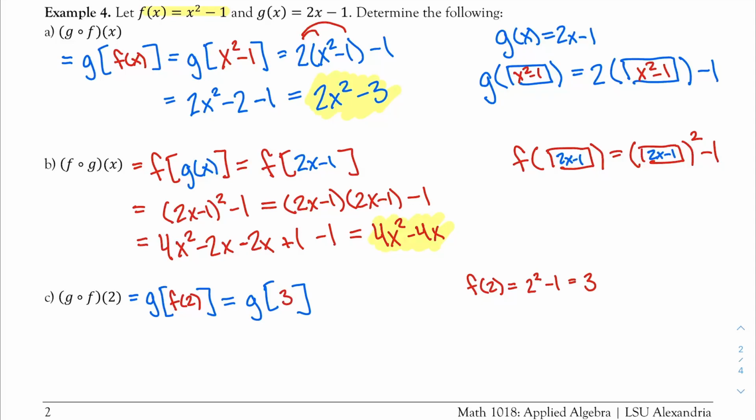Now, I just need g of 3. This means I go to g of x, and I replace x with a 3, giving me 2 times 3 minus 1, or just 5. This is one way I could have done it.